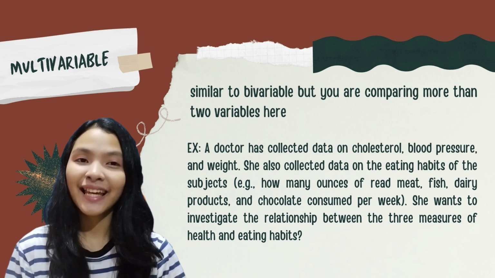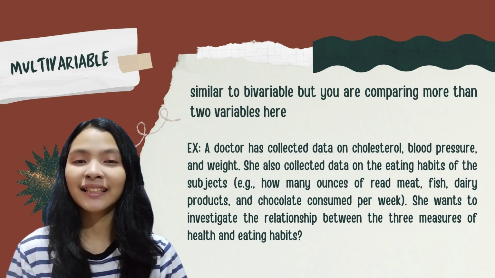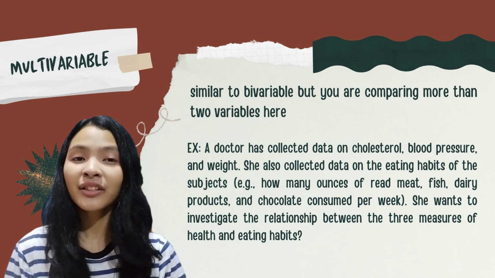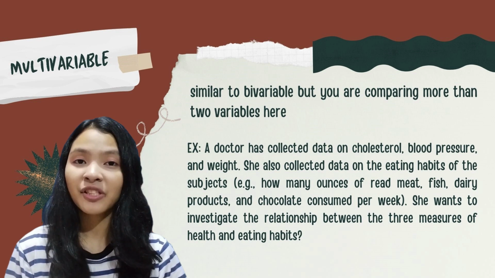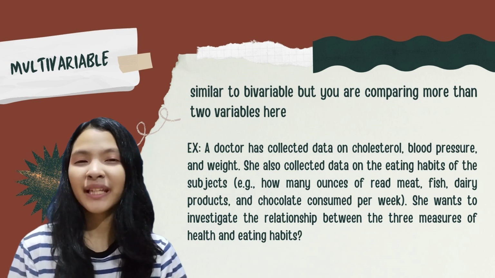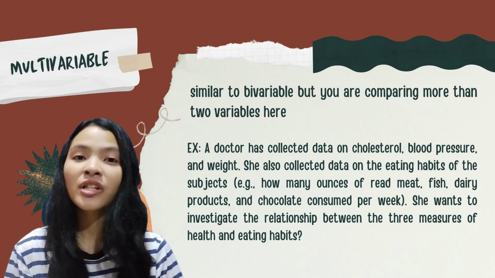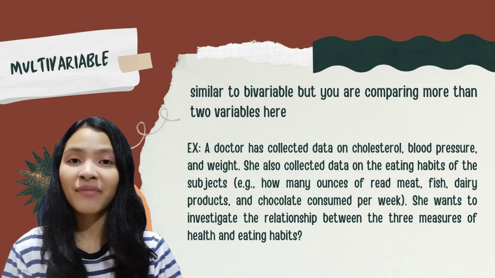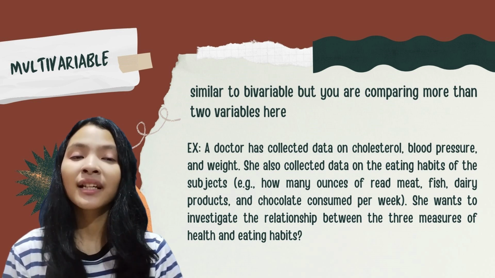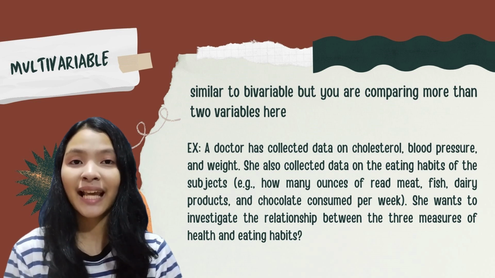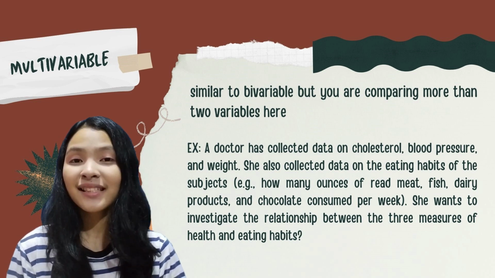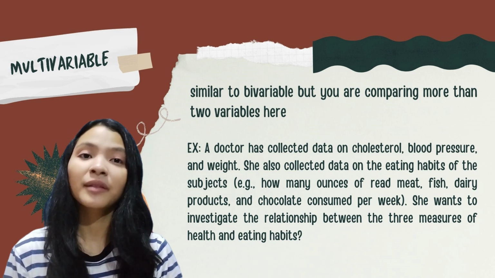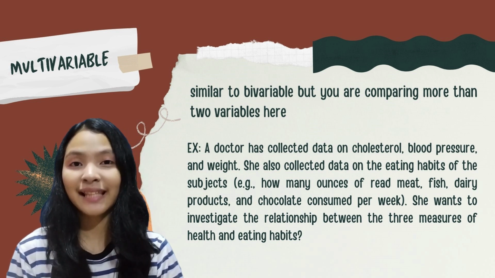Example for this is a doctor has collected data on cholesterol, blood pressure, and weight. She also collected data on the eating habits of the subjects, like how many ounces of red meat, fish, dairy products, and chocolate consumed per week. She wants to investigate the relationship between the three measures of health and eating habits. So, this is a good example of multivariable because there's a lot of variables stated.